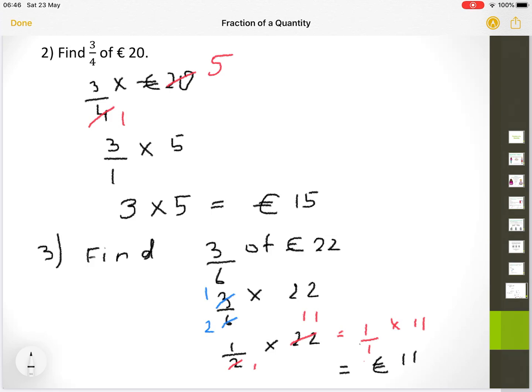So I can cancel both. Even the fraction itself, I can simplify it, just like we've learned in simplifying a fraction. And I can cancel also diagonally. Since one number is at the top and one number is at the bottom, I can cancel them with the same number always.